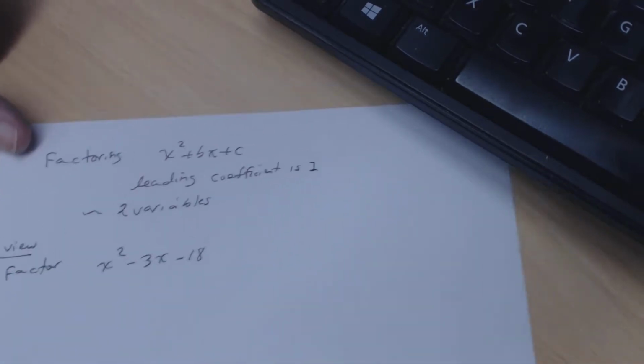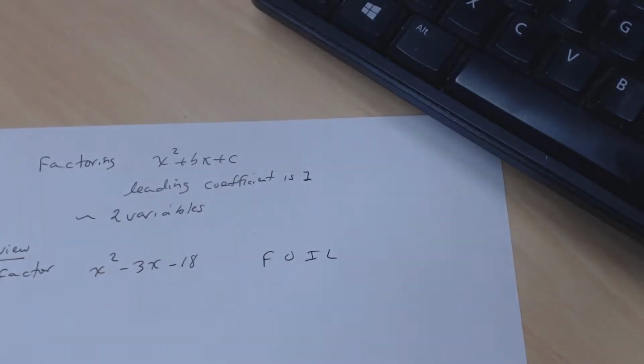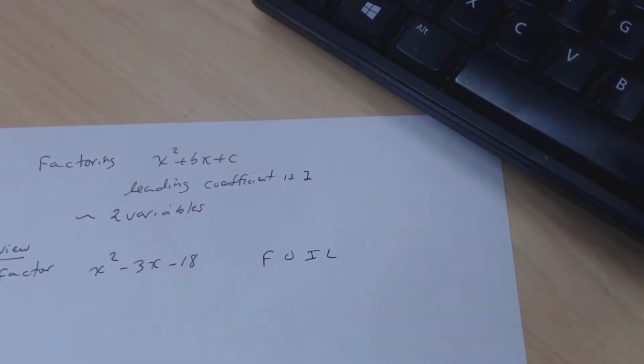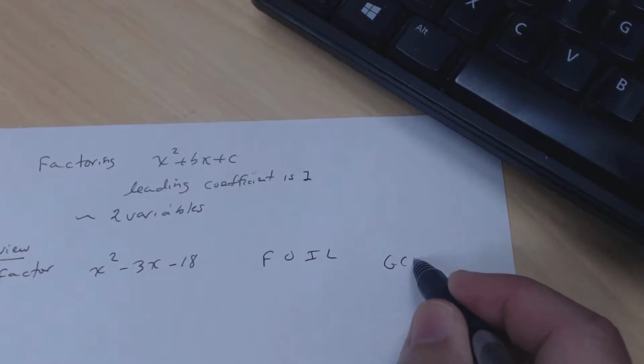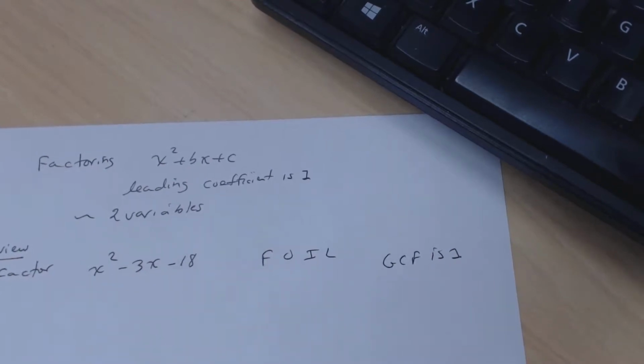But I do need for you to remember the FOIL method, F-O-I-L. We're going to use the idea of reverse FOIL when doing this problem. First thing you have to do is always look for the GCF of all three terms. The GCF of all three terms is 1, so there's really nothing to factor out. We're going to do examples in the next video where the GCF is something other than 1, but in this case it's 1.